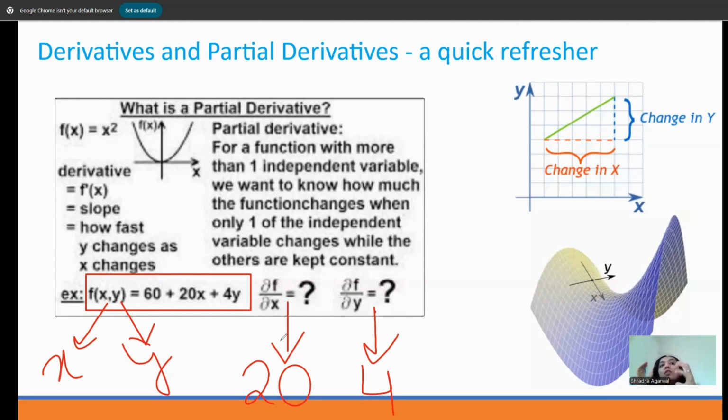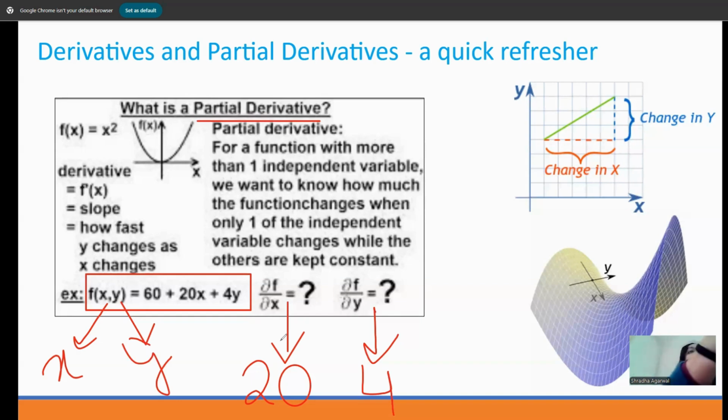So this is the term partial derivative, where we have a function with more than one independent variable. And among those independent variables, I want to know how much my function varies with respect to one independent variable. That is my partial derivative, right? This is my partial derivative.